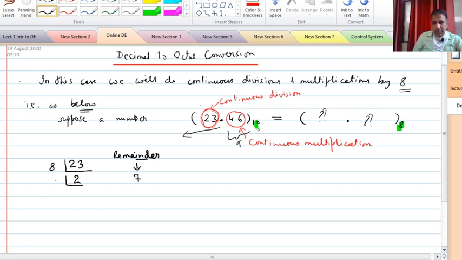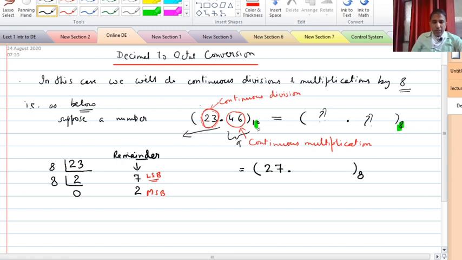Then again divided by 8, quotient 0, remainder 2. So this will be your MSB and this will be your LSB. Now partially writing the result, that is 27 point. Please note down, we are not writing here the decimal part.